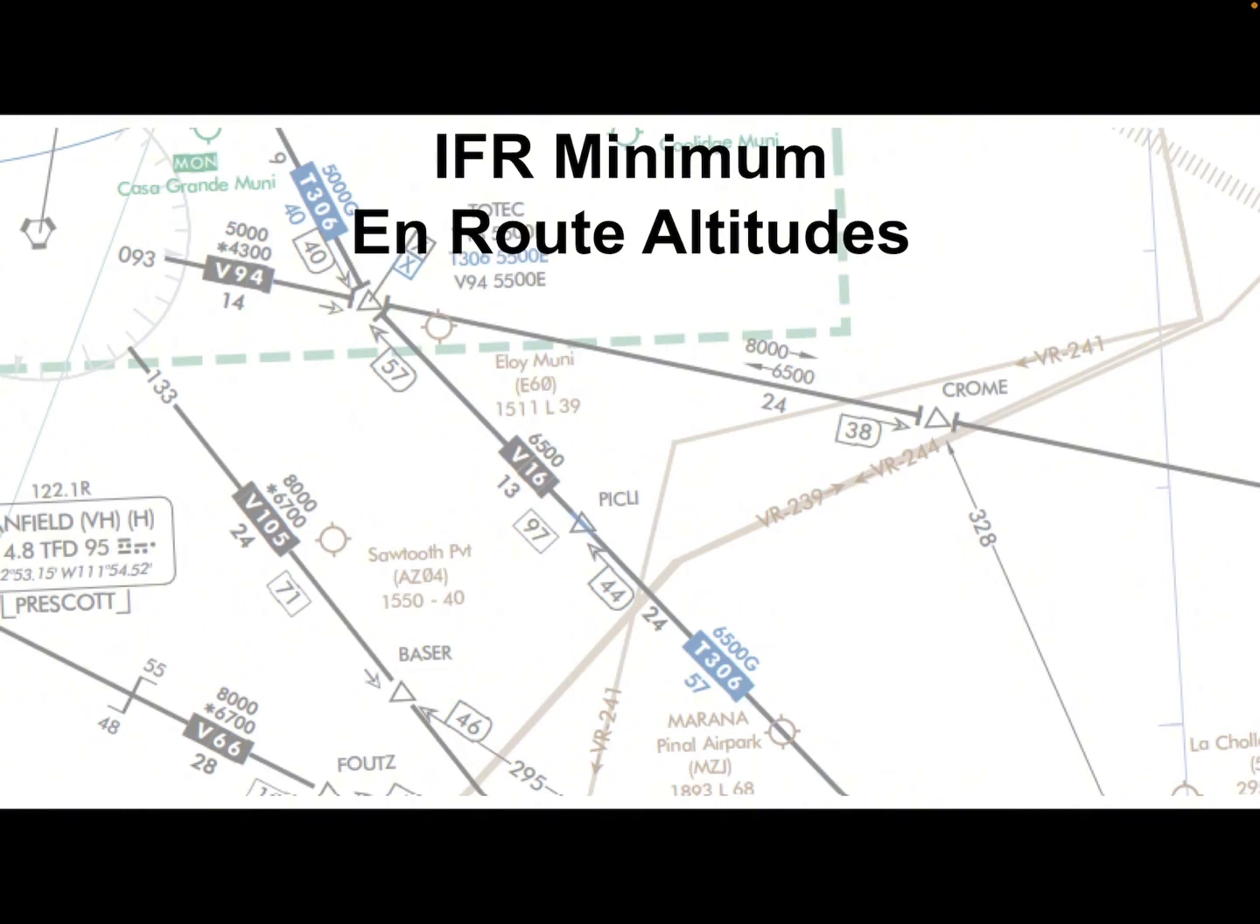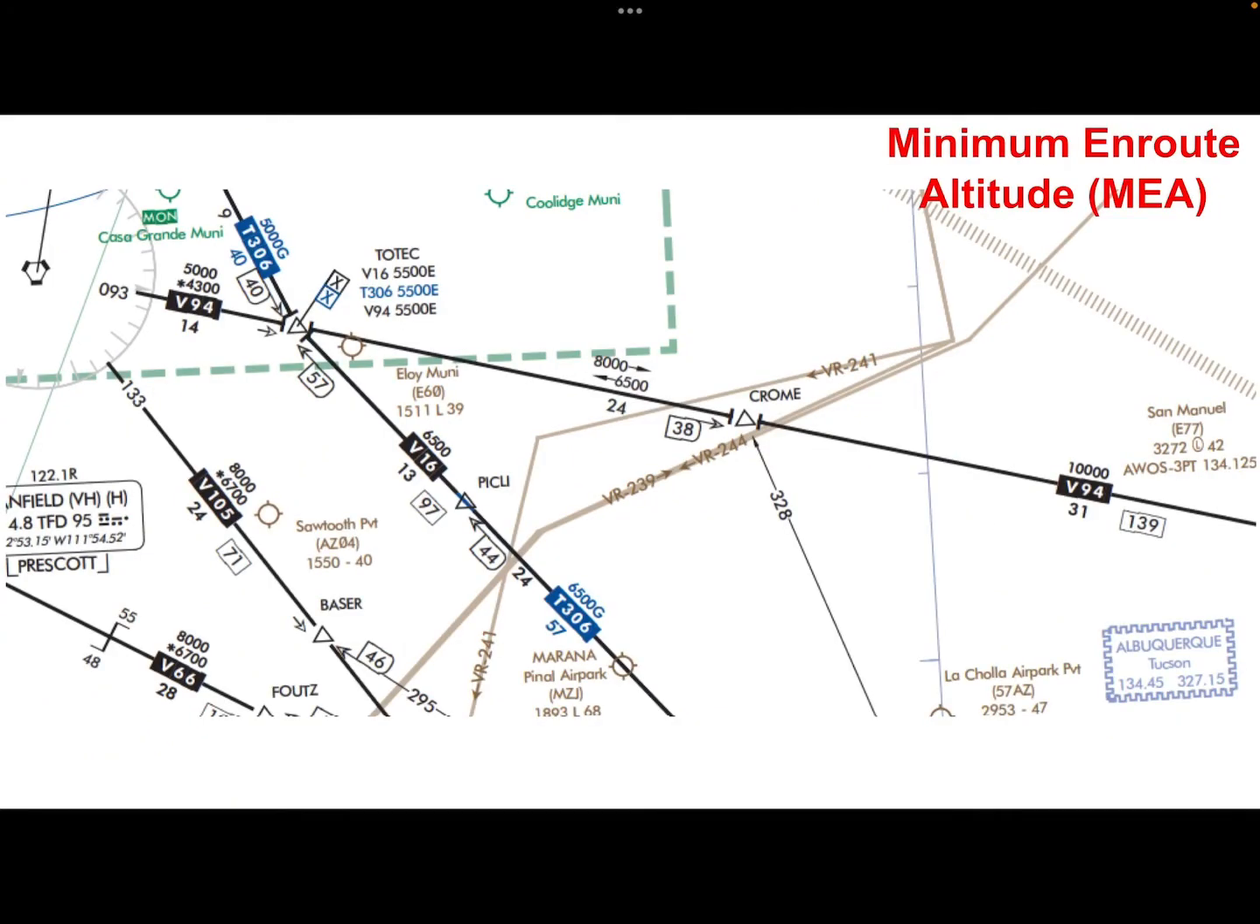The altitudes we're going to discuss today are minimum en route altitude, or the MEA, minimum obstruction clearance altitude, or the MOCA, maximum authorized altitude, or the MAA, minimum crossing altitude, or MCA, and the minimum reception altitude, or the MRA. First, let's start with the minimum en route altitude.